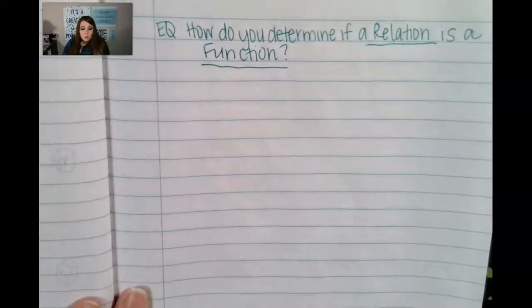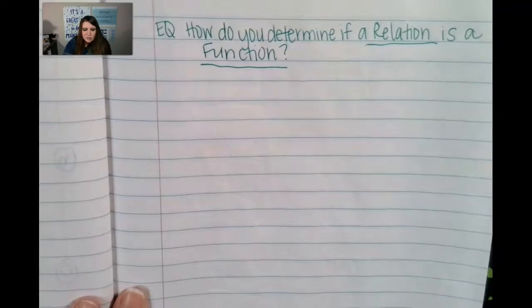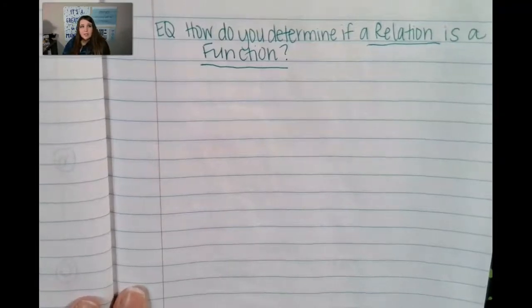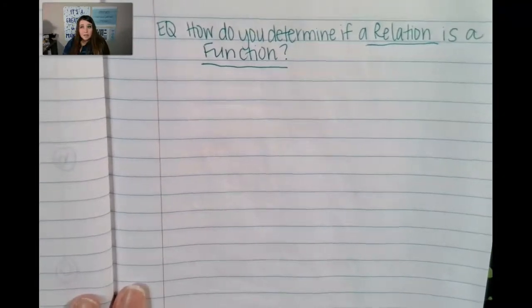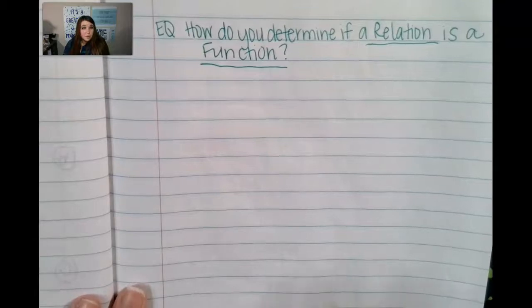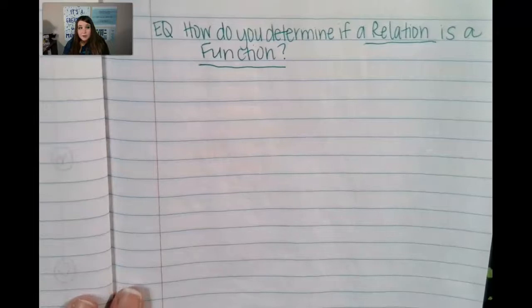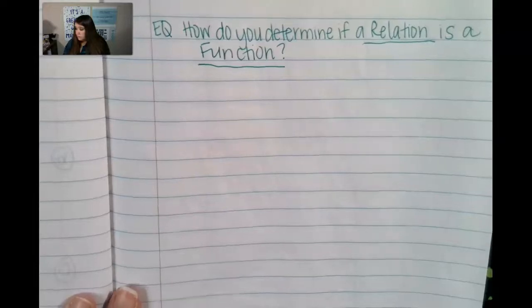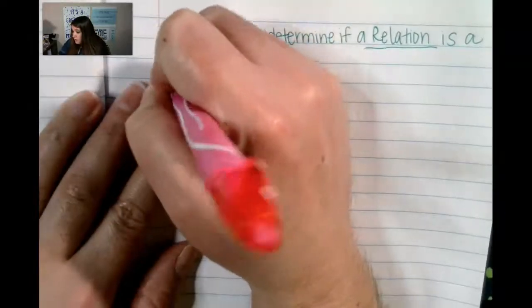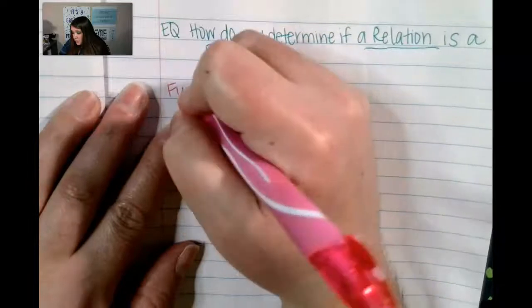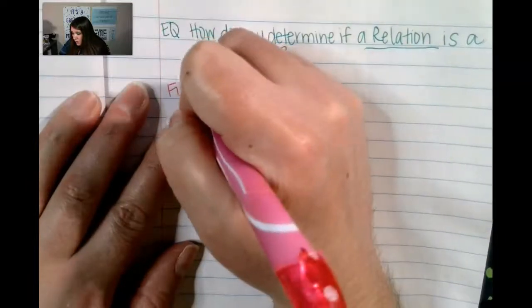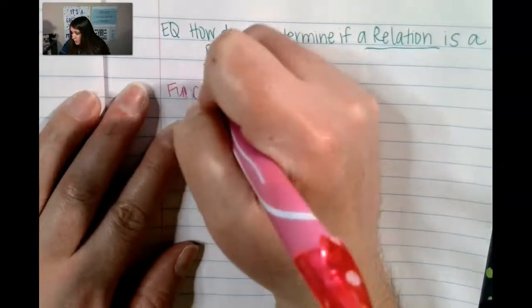But first we need to know, what is a function? Well, a function is a relation, so either the ordered pair or the mapping diagram, and there is exactly one output for the input. Okay, so a function, we use this in graphing to determine graphs.